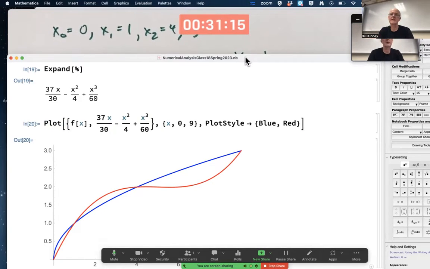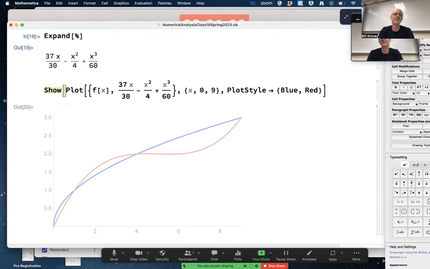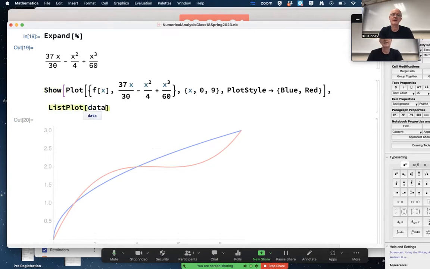For such a big interval where these nodes are so far apart, we want a higher degree of polynomial. We'd want more nodes. Just trying to illustrate ideas here. But it does go through the right points, 0, 0, 1, 1, 4, 2, and 9, 3. I could add those to the plot by doing a list plot of the data.